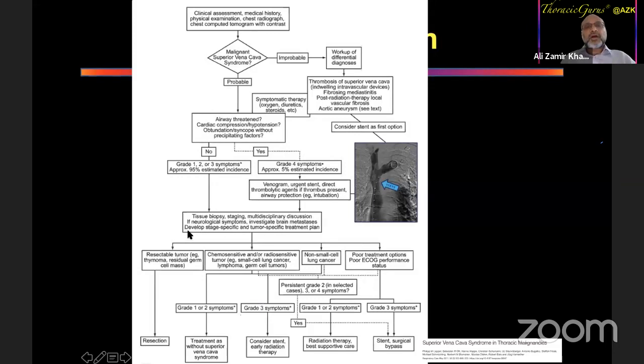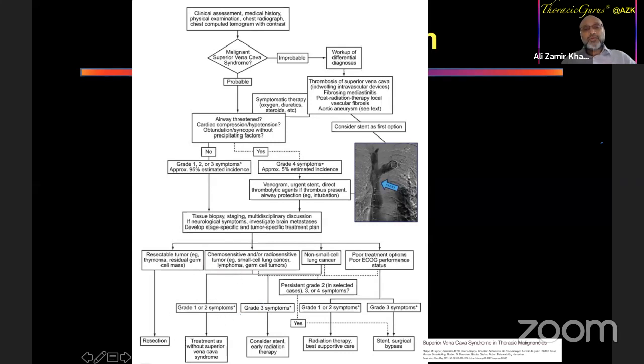It's mandatory. Of course, if the neurological symptoms are present, look for CNS back pressure changes, but more importantly, look for brain metastases. That is very important, okay? And then depending on whether the tumor is resectable, you can go ahead and operate on the patient primarily, or if the tumor is chemosensitive or radiosensitive, like small cell lung cancer, lymphoma, or germ cell tumor, you will give the chemo radiotherapy, depending on whatever is the treatment.